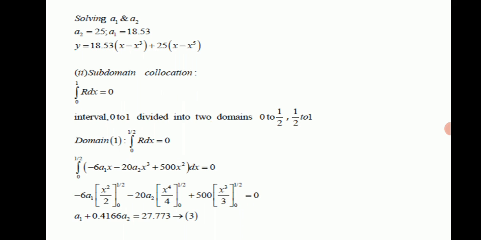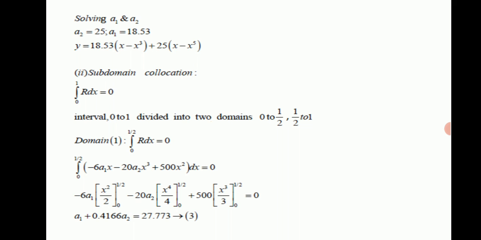Call this equation number 1. The domain 2 is 1 by 2 to 1, and we take the x term as 2 by 3. We assume x is equal to 2 by 3 and substitute it in domain 2, and we get a1 plus 1.481a2 equal to 55.55, which is equation number 2. When we solve the equations for a1 and a2, we get a1 is 18.53 and a2 is equal to 25. We can solve these two equations using equation mode in the calculator, and we get a1 equal to 18.53 and a2 equal to 25.